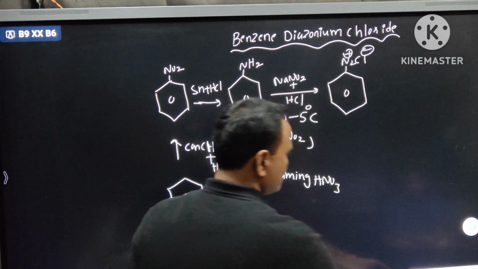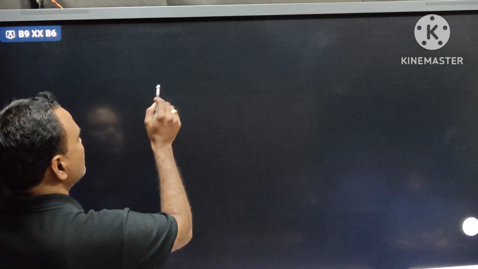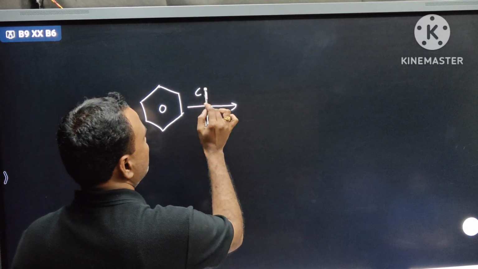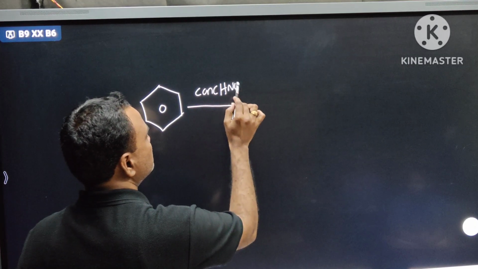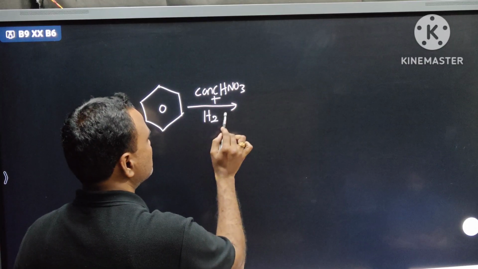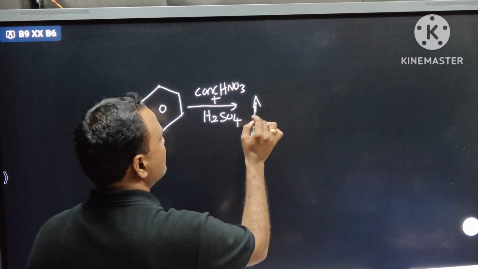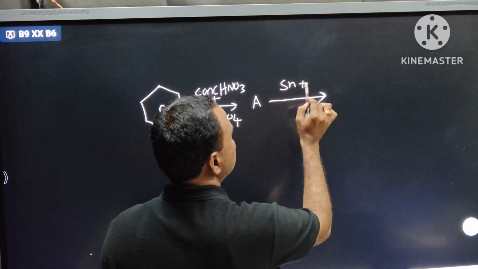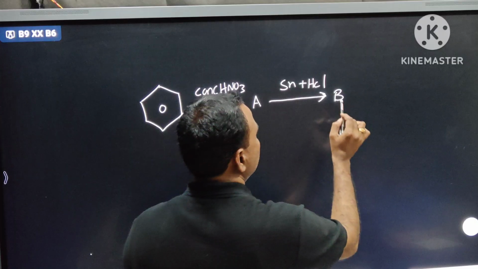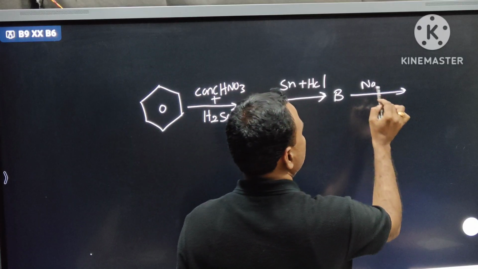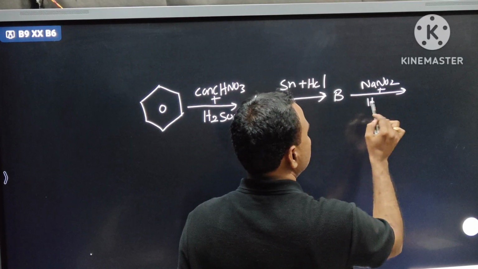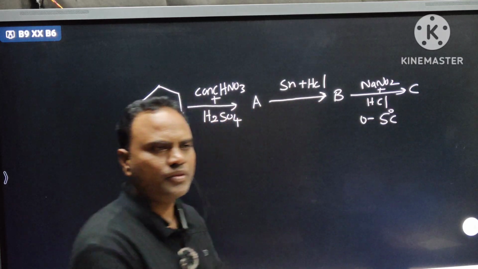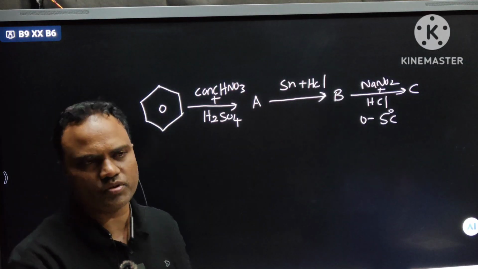Okay. Look at this. Benzene, concentrated HNO3 plus H2SO4, will give A. A when treated with tin plus HCl, B is formed. B when treated with NaNO2 plus HCl at 0 to 5 degrees centigrade produces C. What is C? That is the question, conversion type questions.